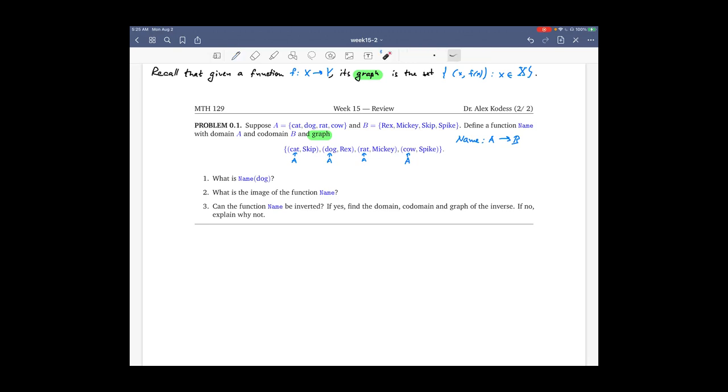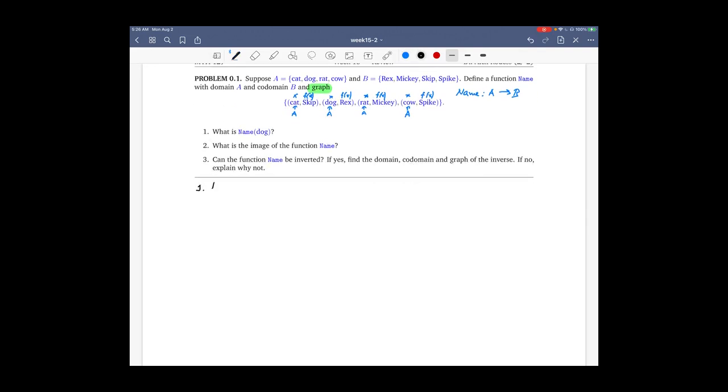And most importantly, the corresponding second elements are the images of the first coordinate. So Skip is the image of cat under the function name. Likewise, Rex is the image of dog under the function name. Mikey is the image of rat under the action of our function name, and Spike is the image of cow under the action of our function name.